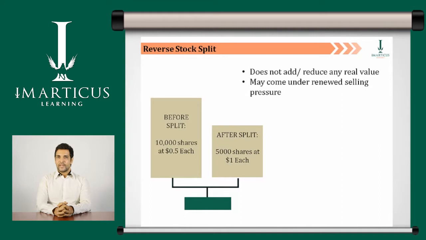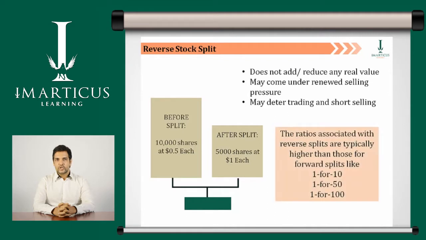Also, there can be pressure from exchanges, as they generally specify a minimum bid price for a stock to be listed. If the stock falls below this bid price, it risks being delisted. The limited liquidity may also widen the bid-ask spread, which in turn deters trading and short selling. The ratios associated with reverse splits are typically higher than those for forward splits, like 1 for 10, 1 for 50, or even 1 for 100.